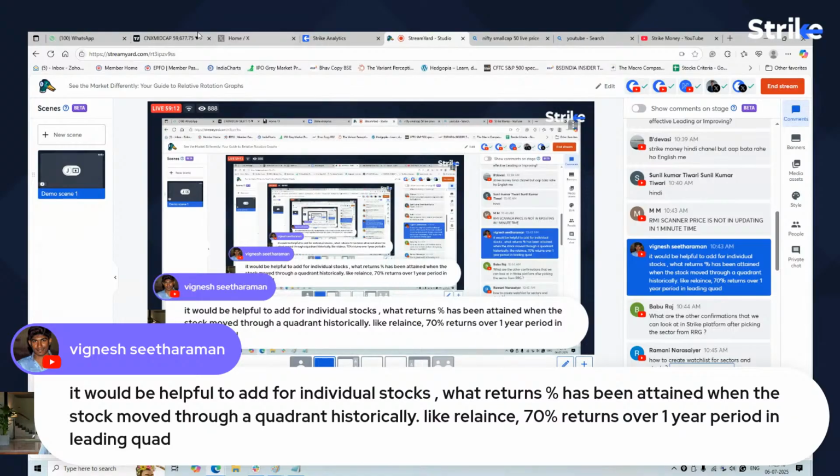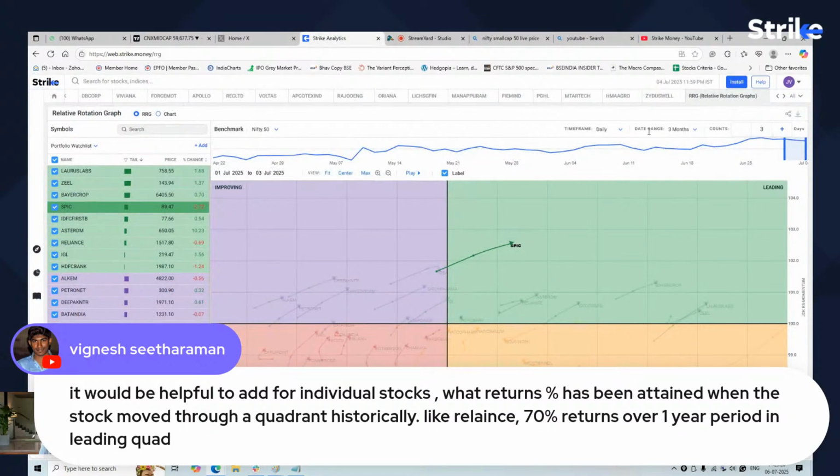So, Vignesh, your point is valid. Based on the count, whatever you do, say for example, if I have taken 18 days or 21 days over here, you can see this tail is over here. You can see the returns over here within that 18 days.